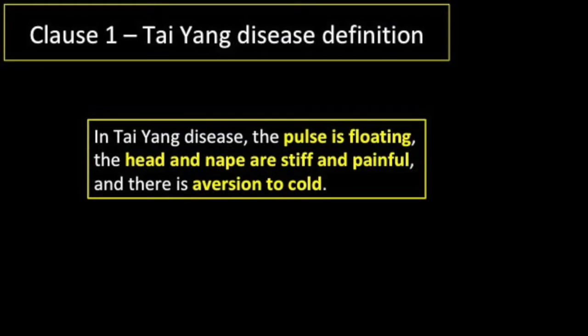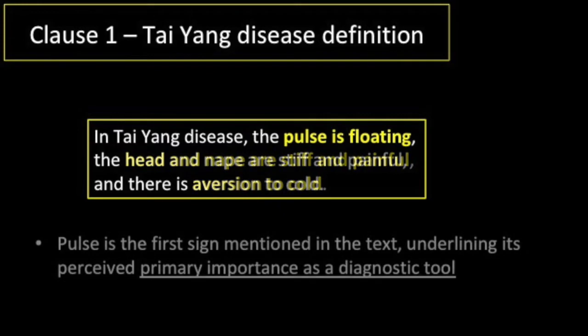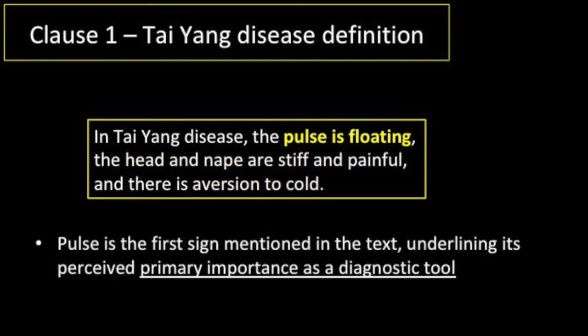So a floating pulse, stiff and painful head and nape, and aversion to cold are important in diagnosing any of the subcategories of Tai Yang disease. Another significant consideration is that the first sign in the first clause is the pulse. This implies that the pulse is the most important sign to consider when making a diagnosis. It is the cornerstone and perhaps the most difficult skill necessary for the practice of traditional Chinese medicine.